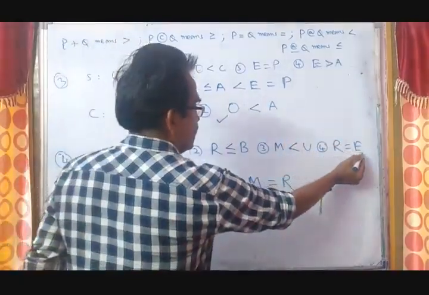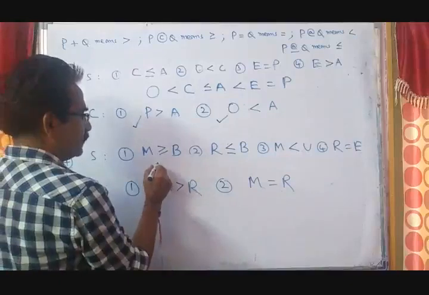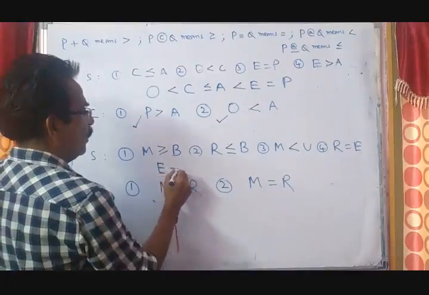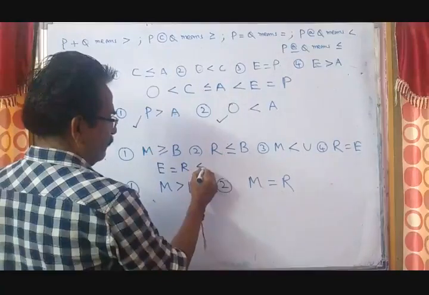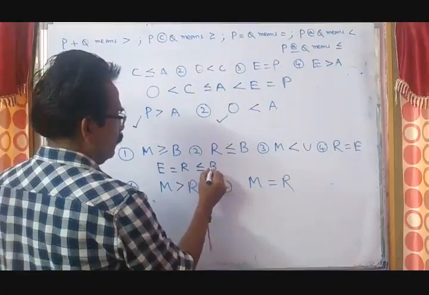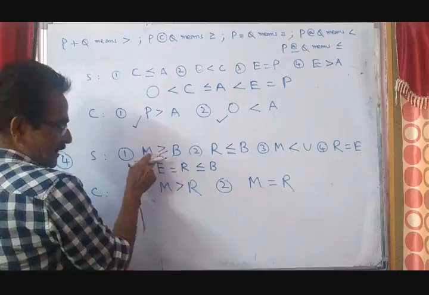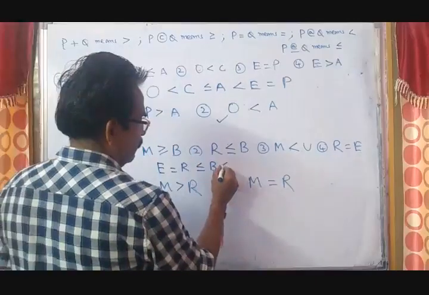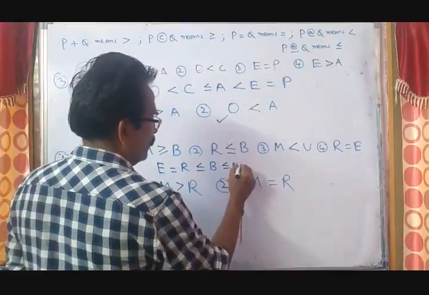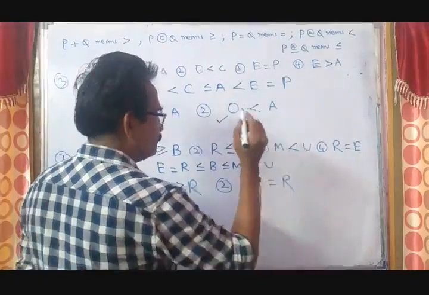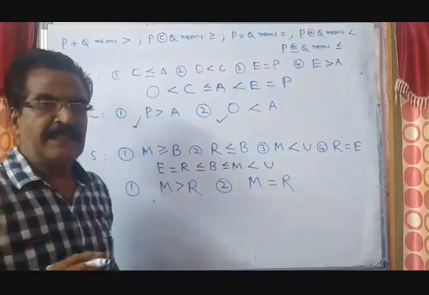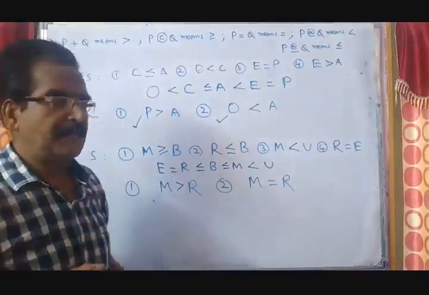E is equal to R. R less than or equal to B. B less than or equal to M. M less than U. This is the statement line.